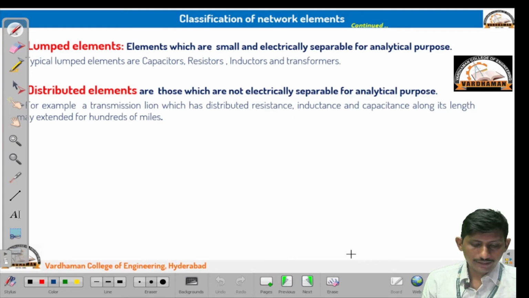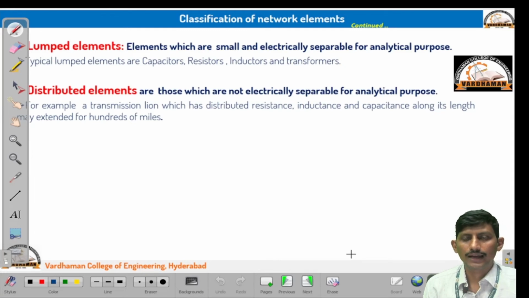In transmission lines, the resistance, inductance and capacitance of the transmission line are distributed throughout the length of the transmission line, and it is difficult to exactly replicate the properties and analyze them in individual small elements.